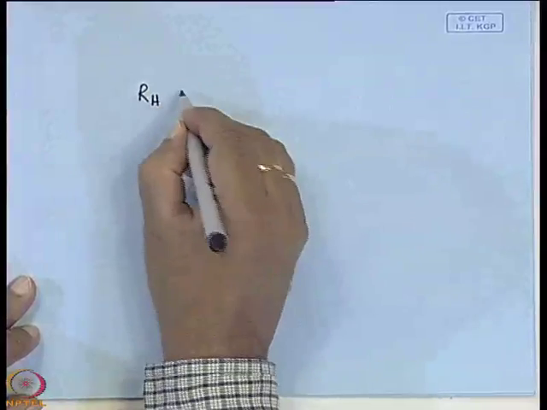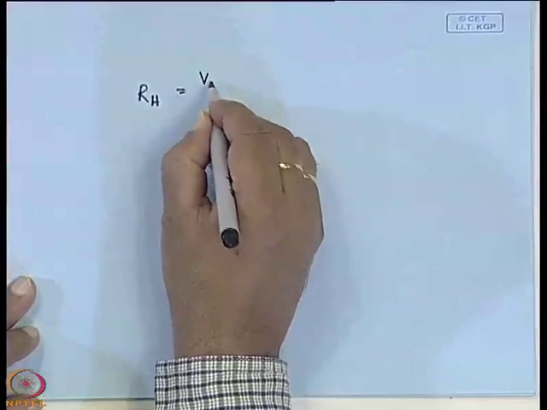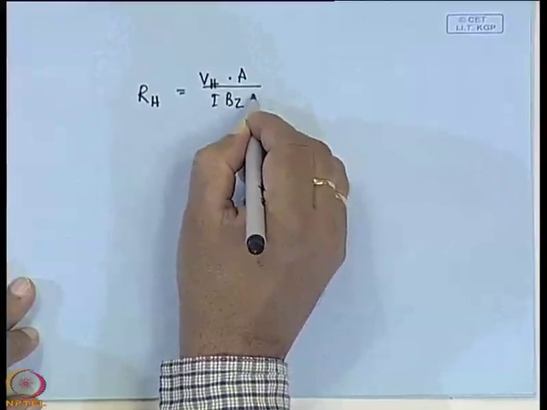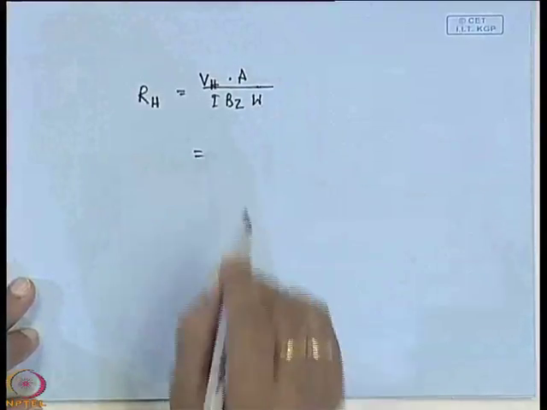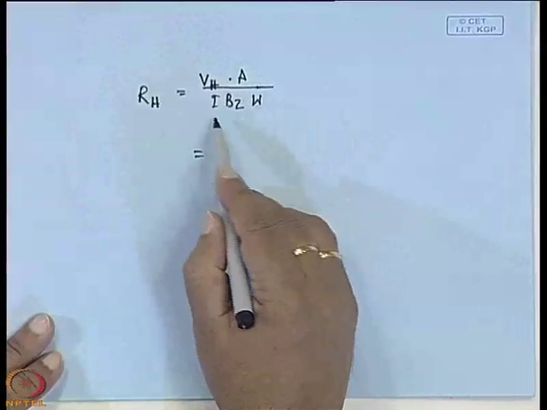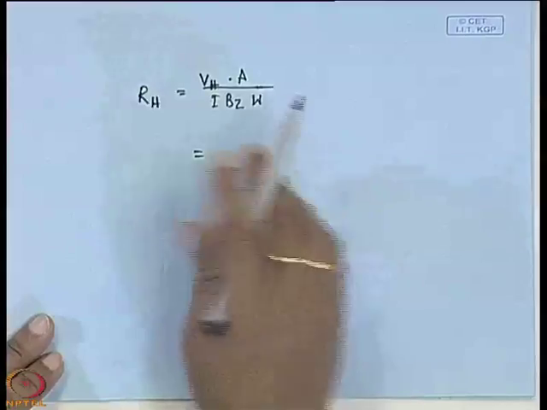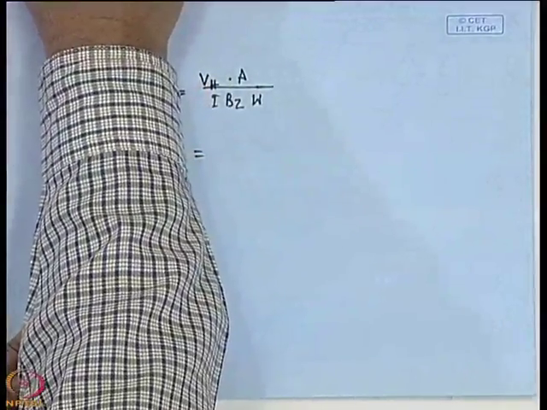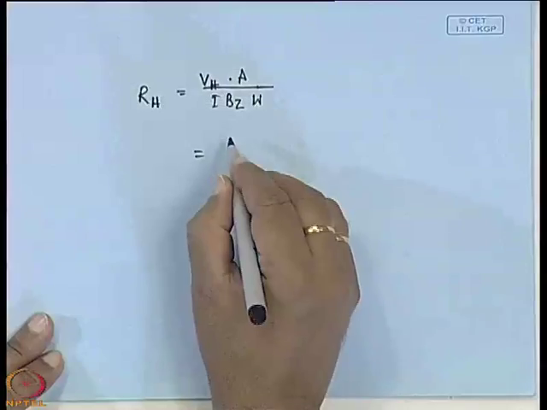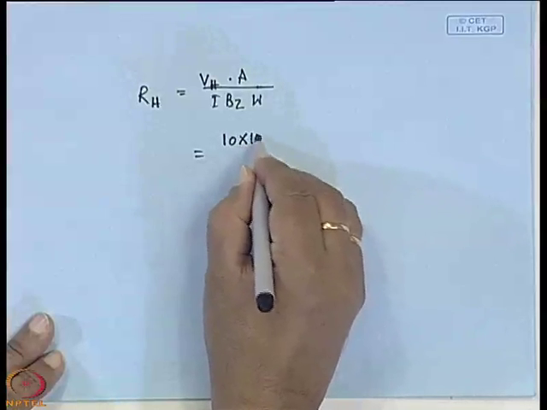You see that RH is equal to VH into A by I Bz into W. Can we write? RH equals VH into A by I Bz W, with reference to this figure you see. So 1.07, I can write. Okay. So, that means VH is 10 millivolts.